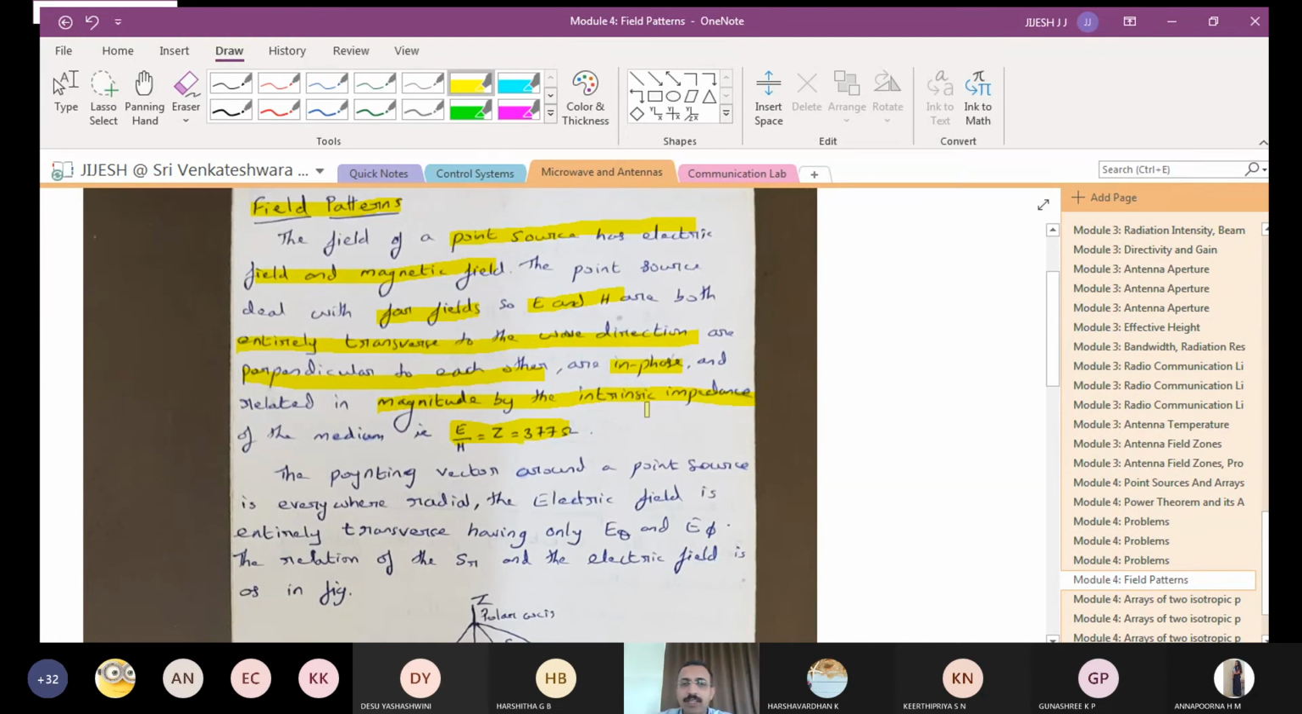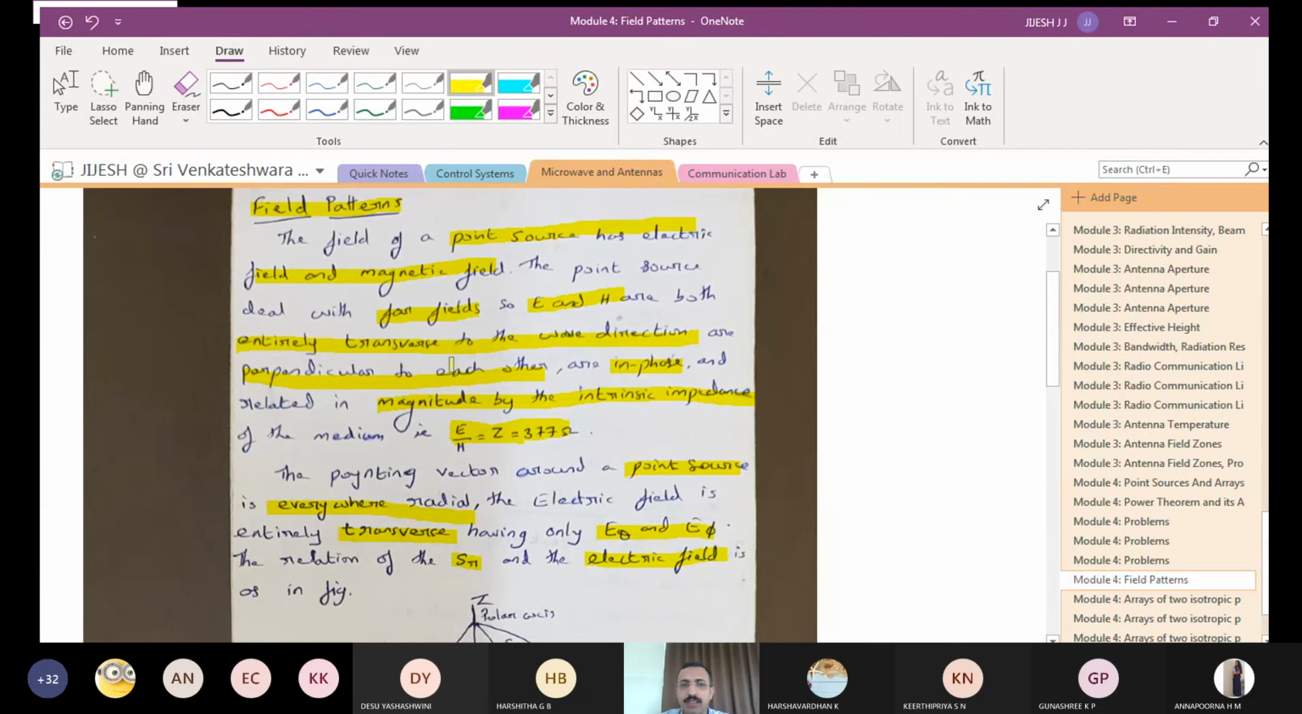Along with that, the Poynting vector around a point source is everywhere radial, and the electric field is entirely transverse, having the components E theta and E phi. We have also seen this in the third module: the E theta component, E phi, the rotation of the theta angle, the movement of the phi angle. Everything we have discussed in the module as well. The relationship of the Poynting vector and the electric field we will see with the help of a figure.